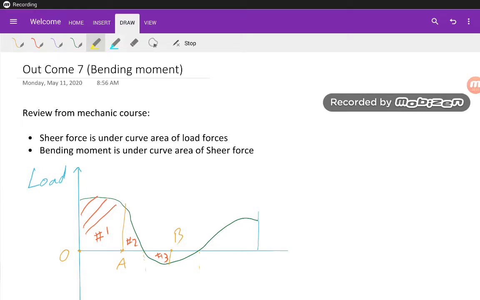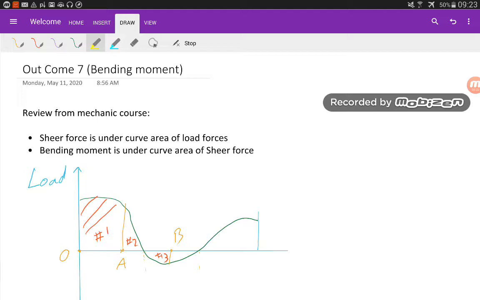Okay guys, about the shear force and bending moment, you have learned them in your mechanics course. Just for review before you start shear force and bending moment for vessels, remember, shear force is the under curve area of load force. Whatever your load pattern on the lever on your object, shear force is the under curve area of the load force, and bending moment is the under curve area of the shear force.